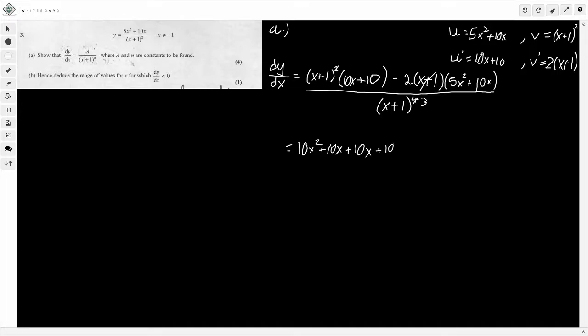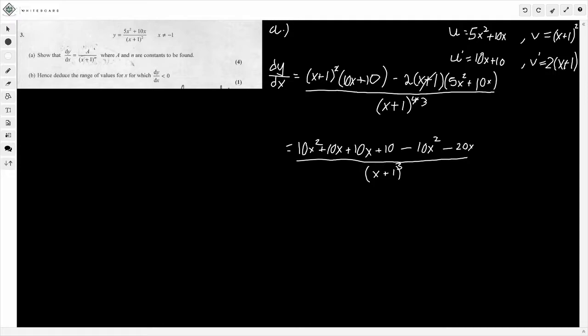Now we're going to subtract off here. So minus 2 lots of 5x squared. That's going to be minus 10x squared. And then minus 2 times 10x. That's going to be minus 20x. And then remember, we've still got this denominator here. We've got x plus 1 to the power of 3, like so. So now, let's have a look to see if anything cancels.